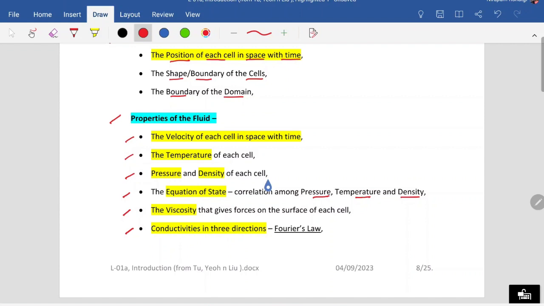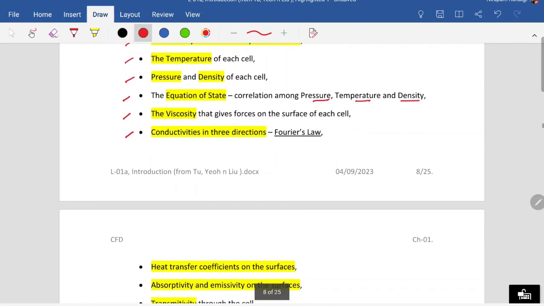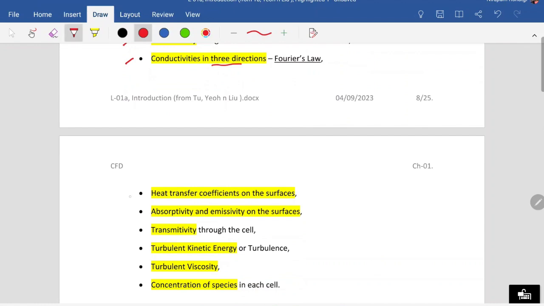Then we talk about conductivities, because these cells have imaginary boundaries. The heat is flowing from all around, in and out of the cell. So we should know the conductivities in all three directions, X, Y and Z, and how the heat is flowing in or out of the cell. Then we should talk about the heat transfer coefficient on the surfaces. This is on the boundaries of the domain, because heat transfer by convection is not there on the cell boundary, it is on the domain boundary.